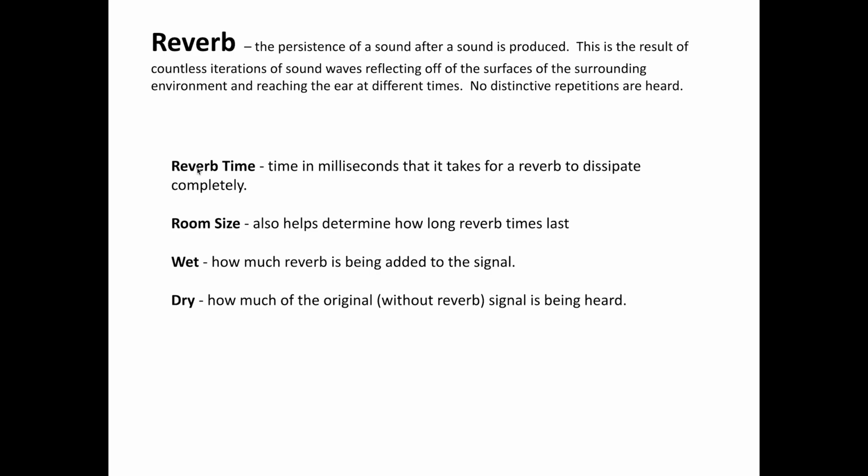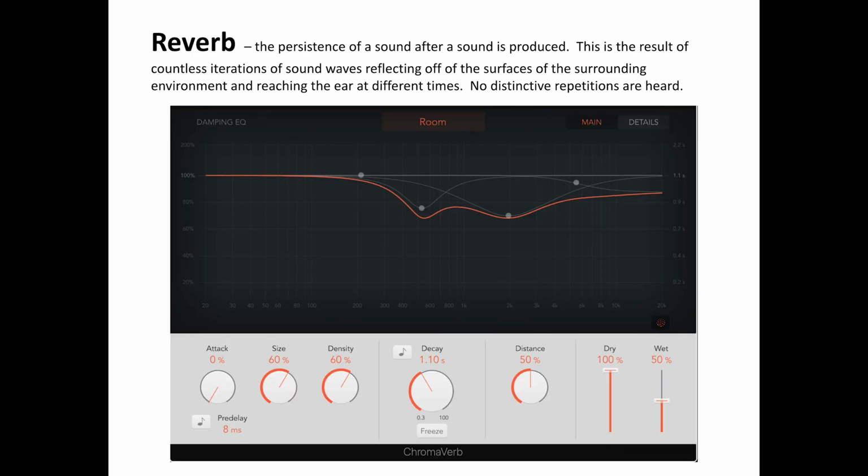Sometimes it's different. The third one is the wet, which is how much reverb is being added to the signal, all right? And then the last one is dry, how much of the original signal without reverb is being heard. So let's talk about how these things work in a plugin.